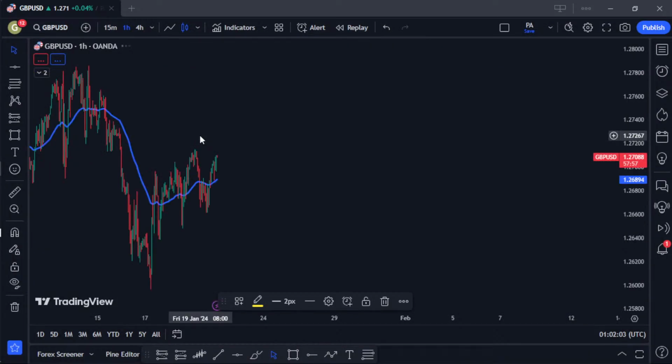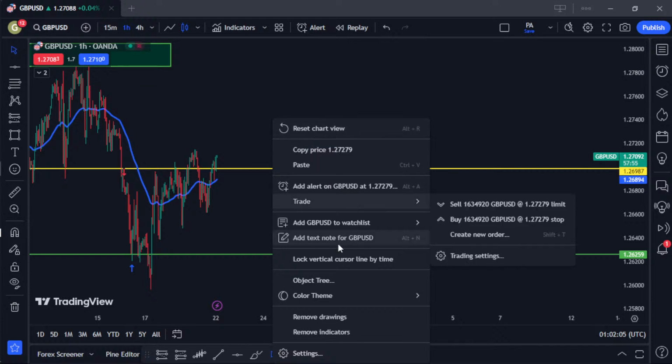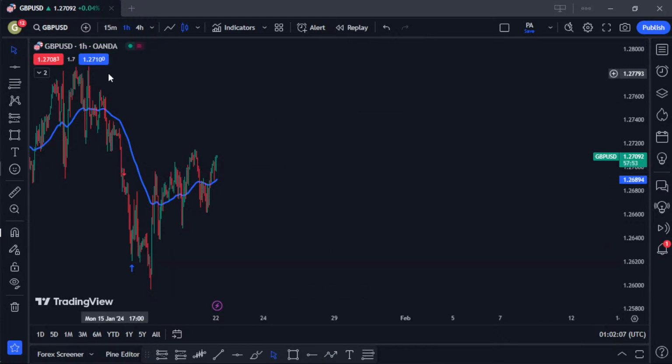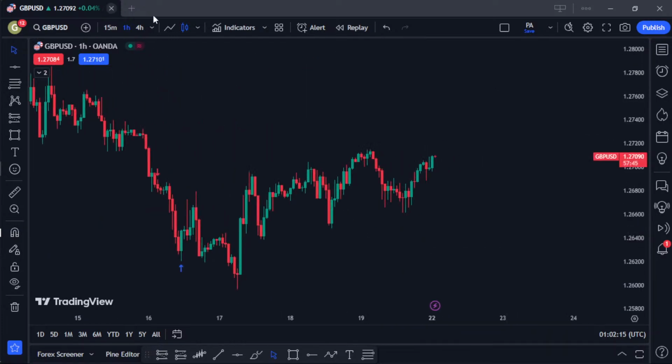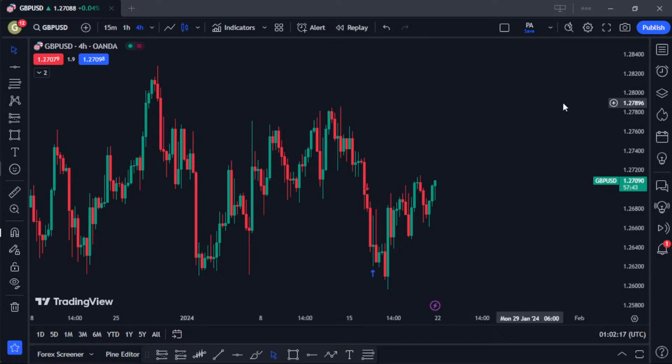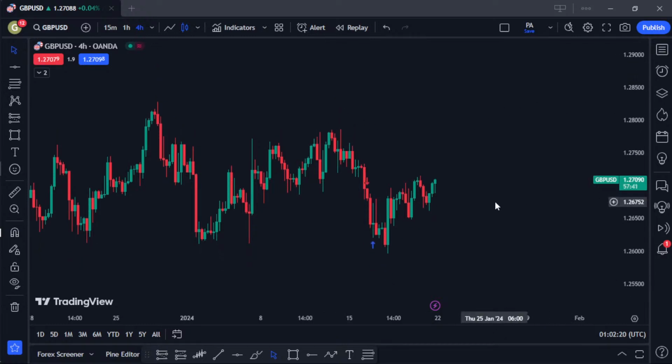Now let's check the GBPUSD market also. For this, I'm also going to remove all drawings. Then I'm going to remove my 200 EMA as well. Now reset the chart again. Now I'll come over to the 4 hours as well. As you know, earlier on I actually traded this market and I got that at this area here.